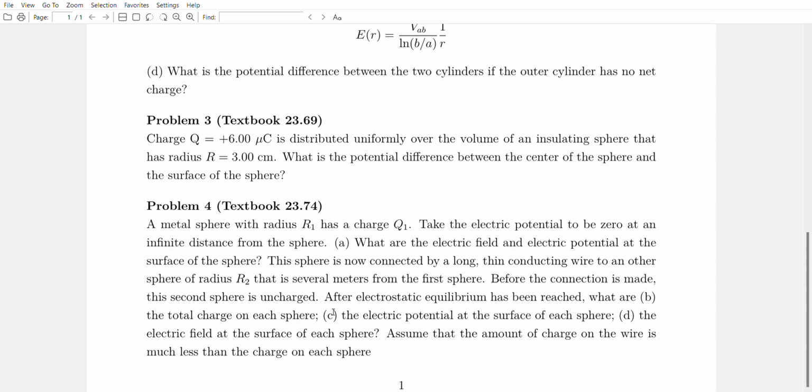Okay, problem 3 is from the textbook, 23.69. In fact, this, in my opinion, is the toughest one, and you need to get some extra information for solving this. In fact, there was no example dealing with an insulating sphere in the textbook, but there was a problem in chapter 22 about this.